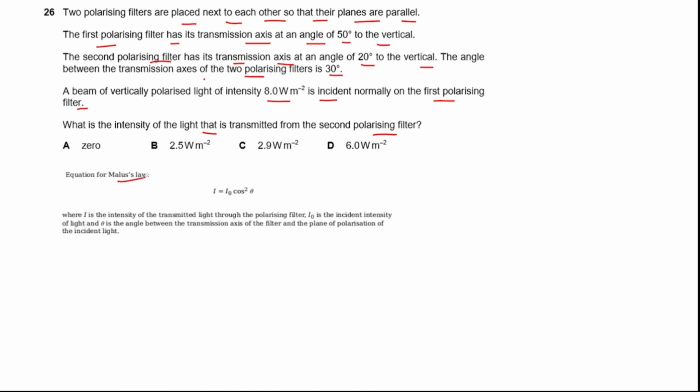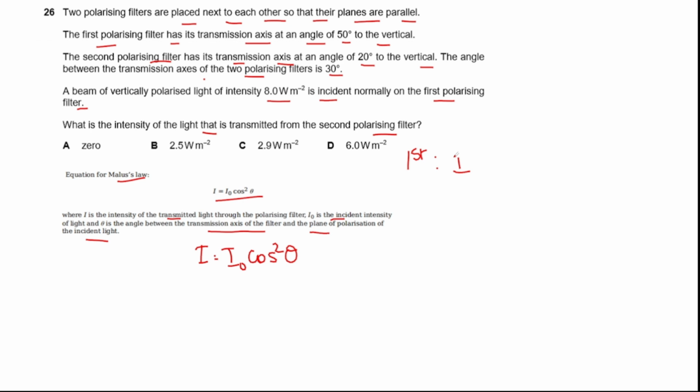So you can use here the Malus law. So this is the formula: I is equal to I naught cos square theta. Usually the initial intensity, the incident intensity, is I naught, and I is the intensity of the transmitted light, and theta is the angle between the transmission axis and the plane of polarization of the incident light. So you can find out for the first polarizing filter.